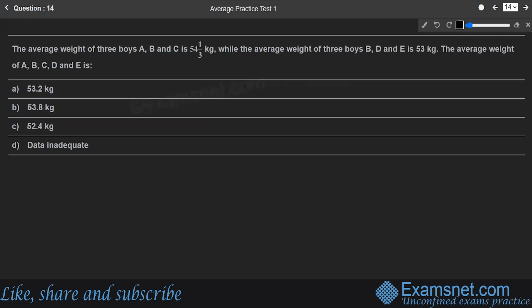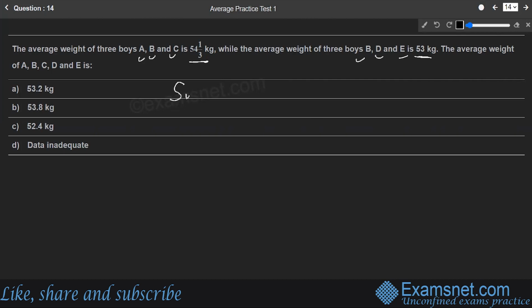Now, the average weight of 3 boys A, B, C is 54 1/3 kg, while the average weight of boys B, D, E is 53 kg. The average weight of A, B, C, D, and E is required. So let us find out. Obviously we will convert this average into total first.